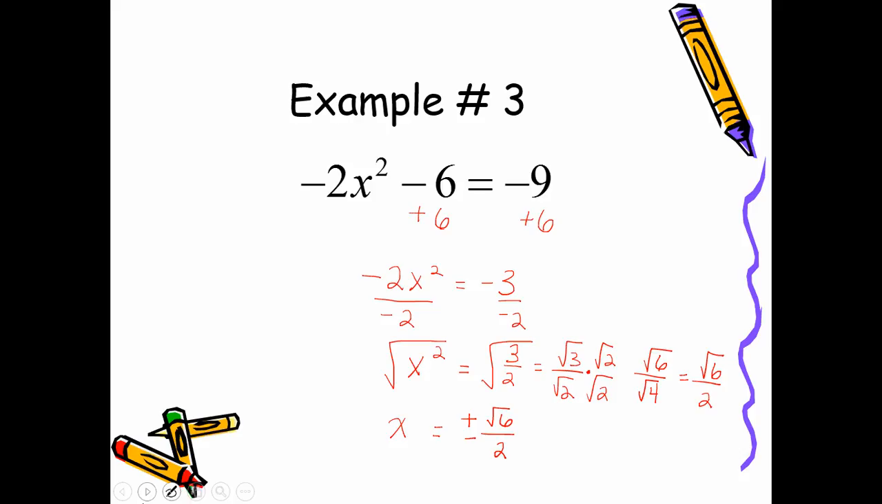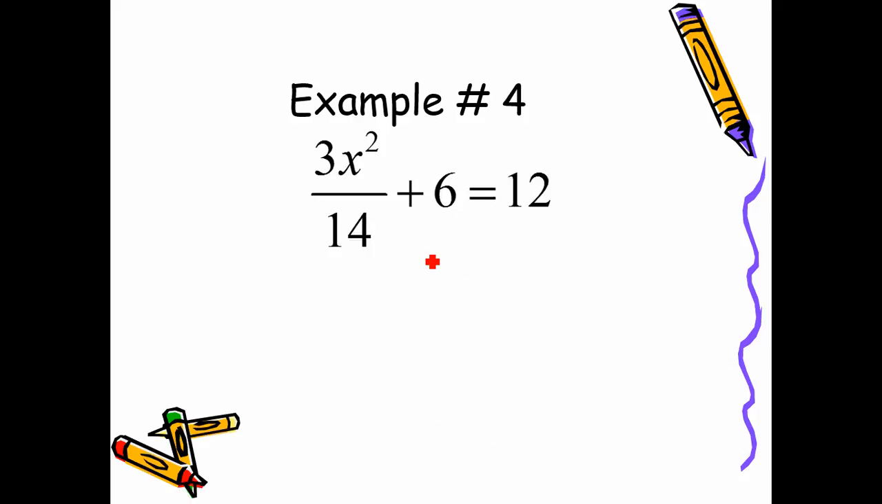All right, let's look at a fourth one. So this one already has a fraction in it. Let's go ahead and isolate that x, but the first thing I would do is actually subtract this 6 here, and I'd have 3x squared divided by 14 equals, on the other side, I'd have 6.